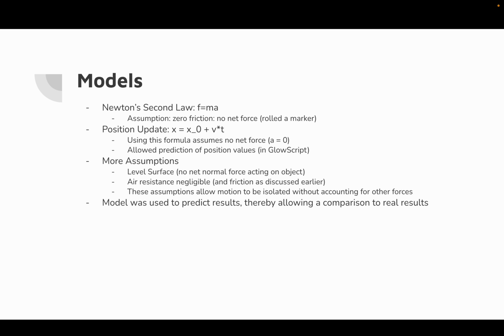This allowed me to predict where the marker would be at each moment in time using GlowScript. I also assumed the table was perfectly level and that air resistance was negligible, so no vertical or drag forces would interfere, with the assumption that acceleration equals zero. These assumptions helped isolate the motion and made sure that my model only needed to account for position, velocity, and time. I then used this model to generate predicted data that I could directly compare to my experimental data.